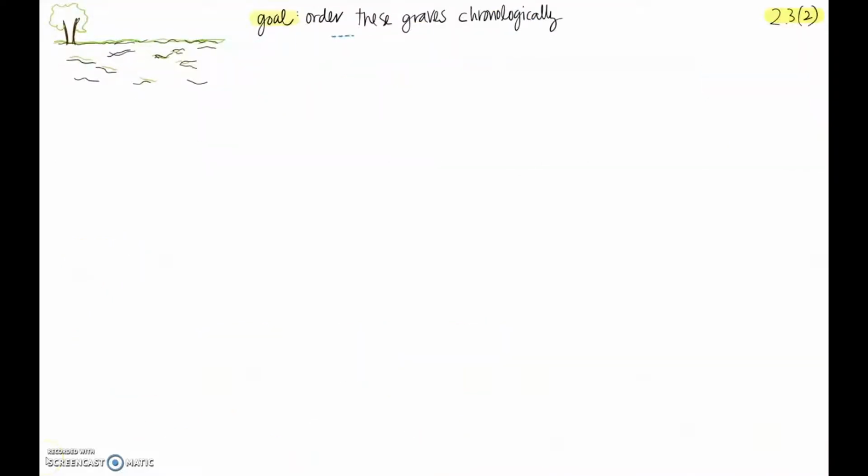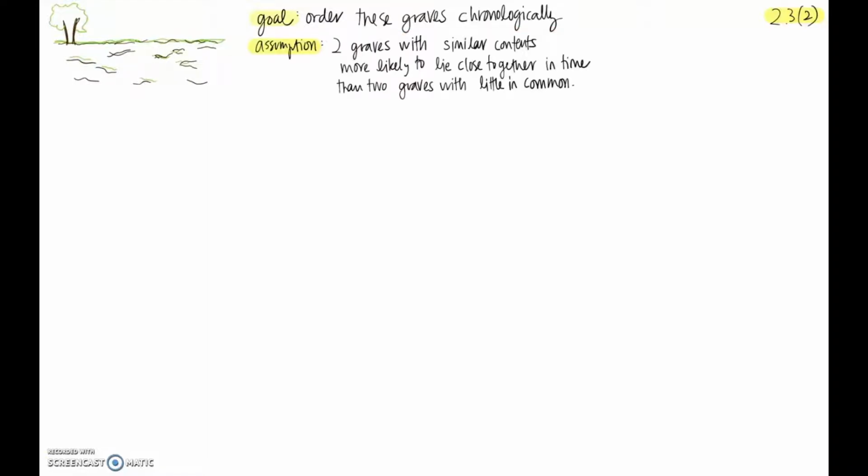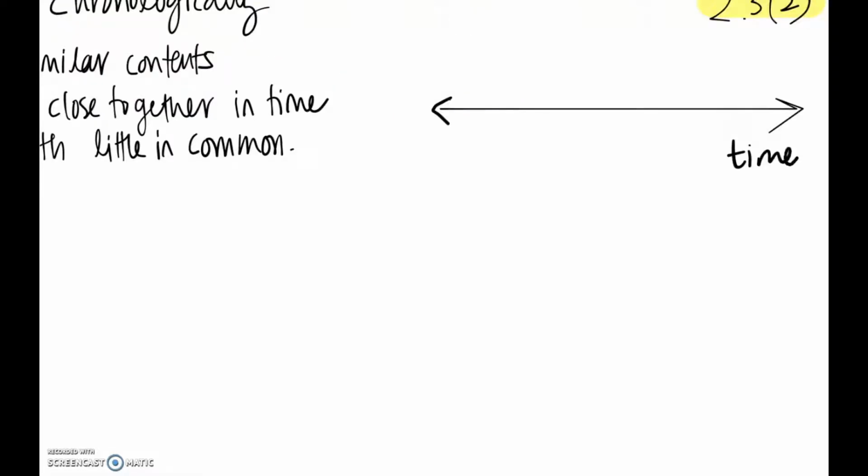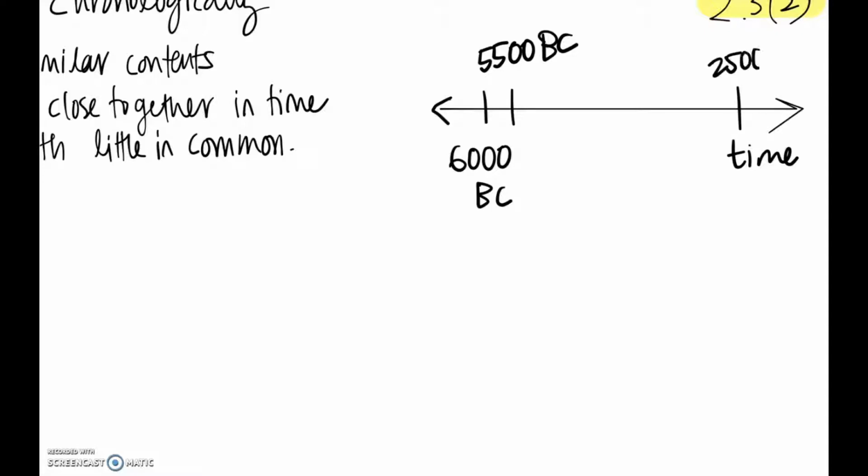As we work on this goal to order the graves chronologically, we're going to make one assumption. And this is the assumption we're going to make. Two graves with similar contents are more likely to lie close together in time than two graves with little in common. So thinking of a timeline, if you're at 6000 BC, 6000 and maybe 5500 BC compared to say 2500 BC.